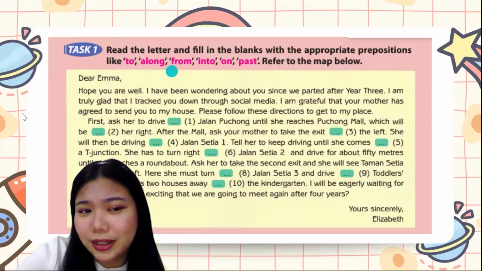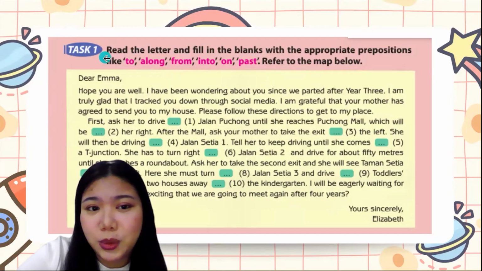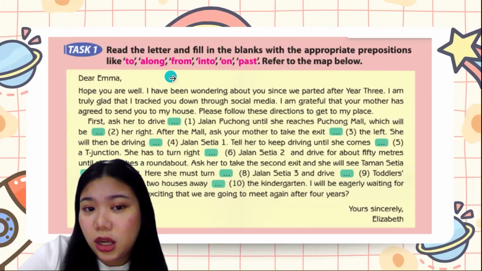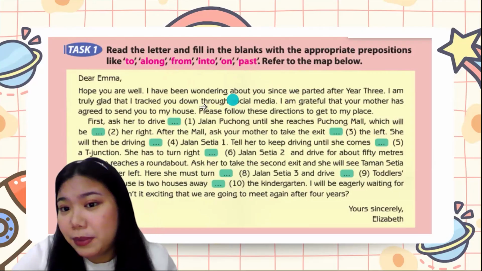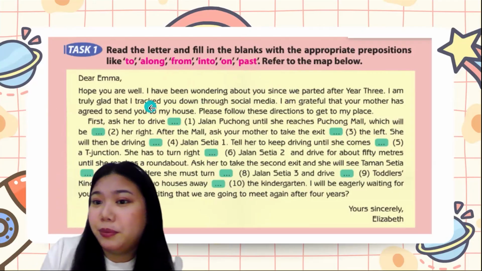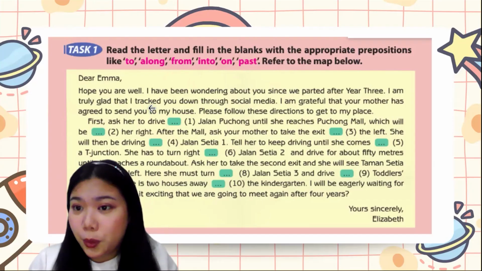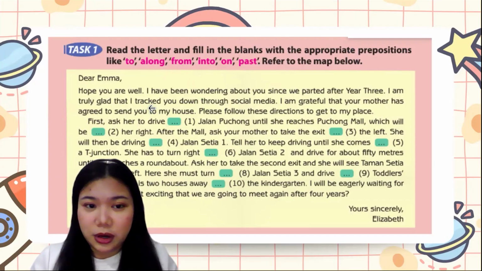For task one, you can read the letter and fill in the blanks with the appropriate prepositions like to, along, from, into, on, past. Refer to the map below, which is basically the map previously. Dear Emma, hope you are well. We're going to read the paragraph first.